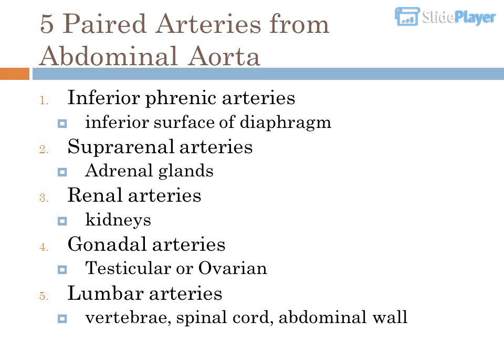Five paired arteries from the abdominal aorta. Inferior phrenic arteries, inferior surface of the diaphragm. Suprarenal arteries, adrenal glands. Renal arteries, kidneys. Gonadal arteries, testicular or ovarian. Lumbar arteries, vertebrae, spinal cord, abdominal wall.